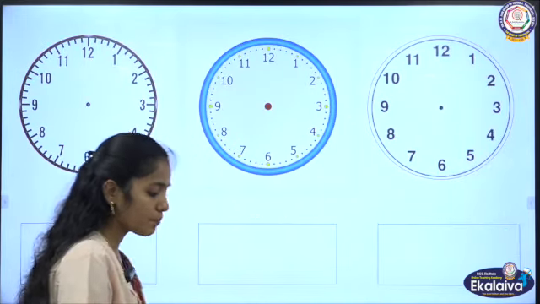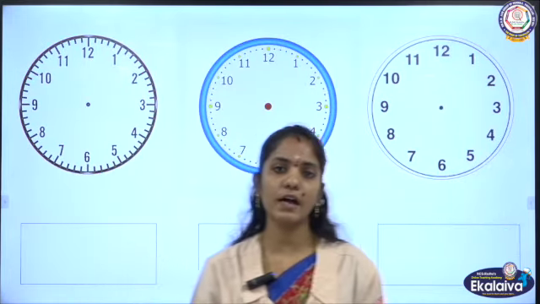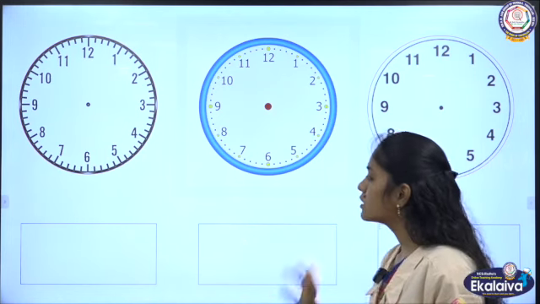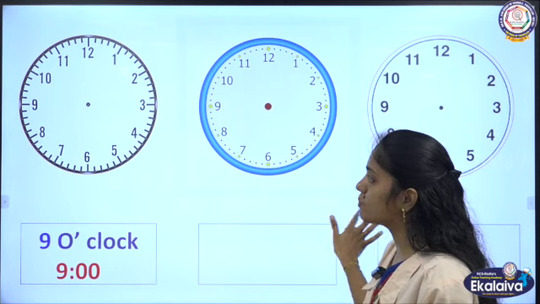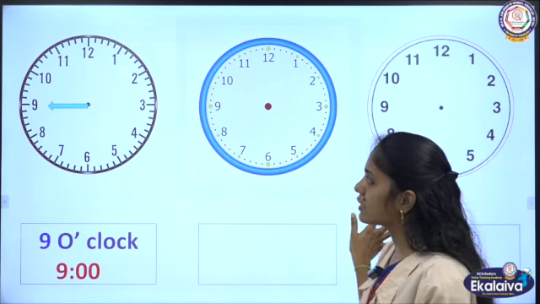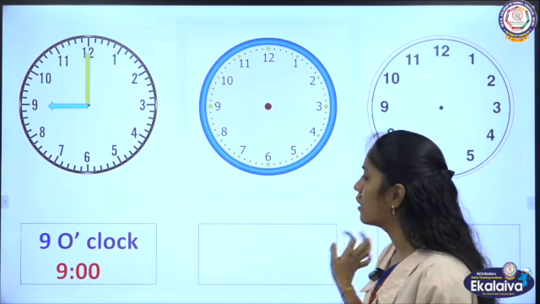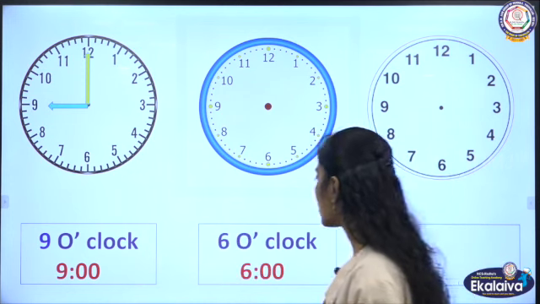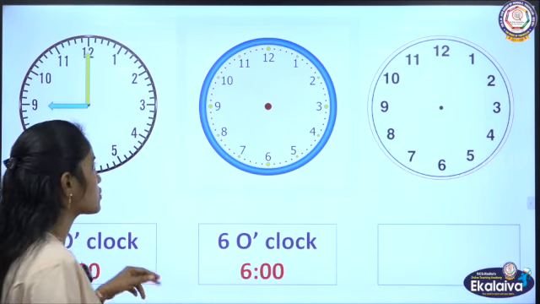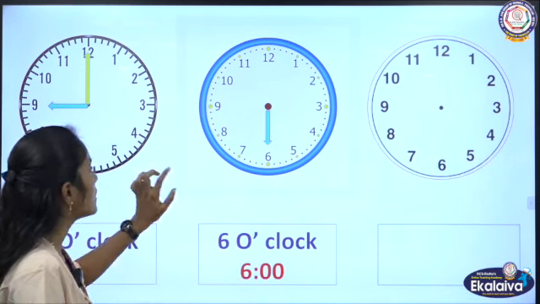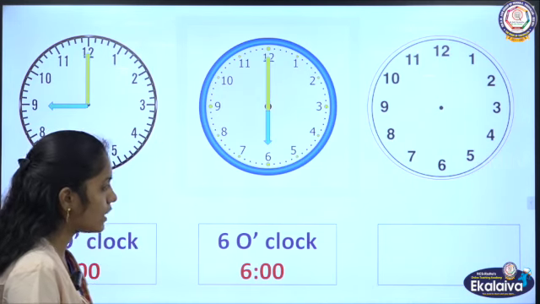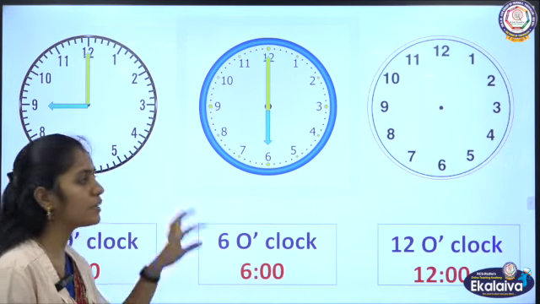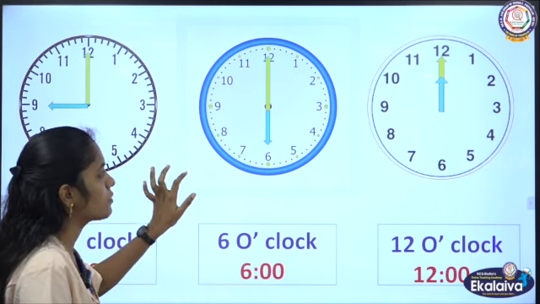Now we will see the position of the hour and minute hands for these clocks. See, for 9 o'clock, the hour hand has to be at 9, the minute hand has to be at 12. For 6 o'clock, the hour hand has to be at 6, the minute hand has to be at 12. For 12 o'clock, the hour and minute hands have to be at 12.